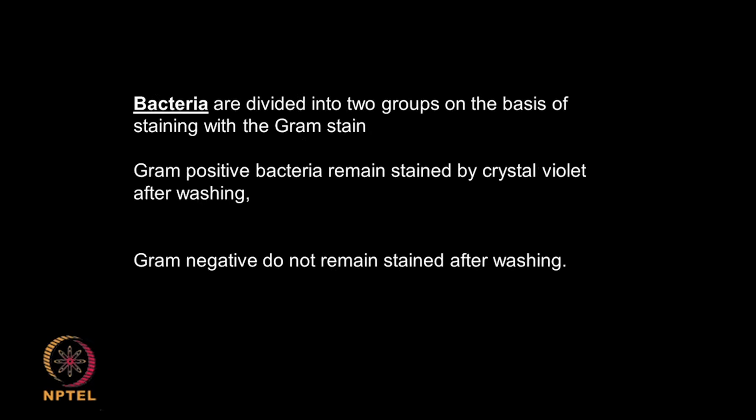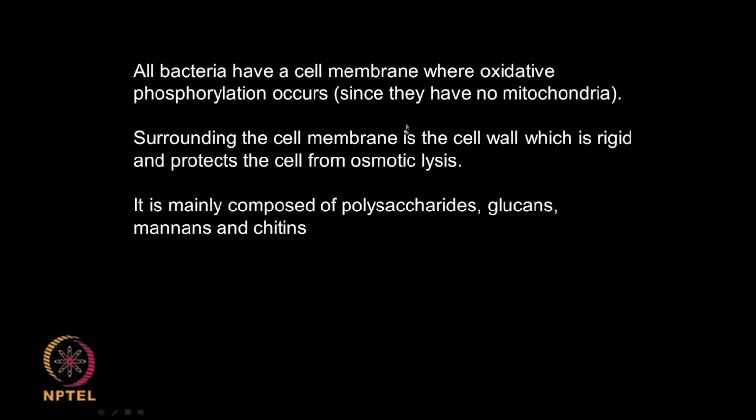Now, if you take bacteria, as you know, there are two types: gram positive and gram negative. They are separated based on the gram staining. Gram positive bacteria remain stained by crystal violet after washing, whereas gram negative do not remain stained after washing. So, obviously, they have two different types of cell walls. All the bacteria have a cell membrane where the oxidative phosphorylation occurs because they do not have mitochondria.